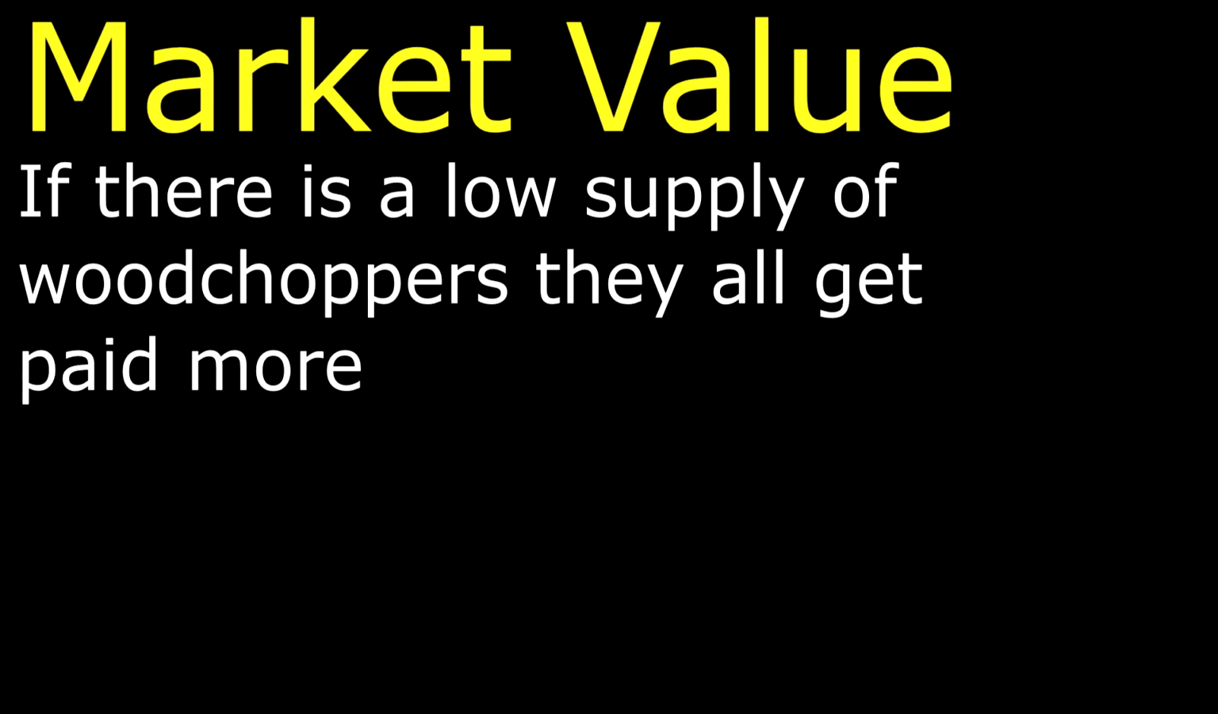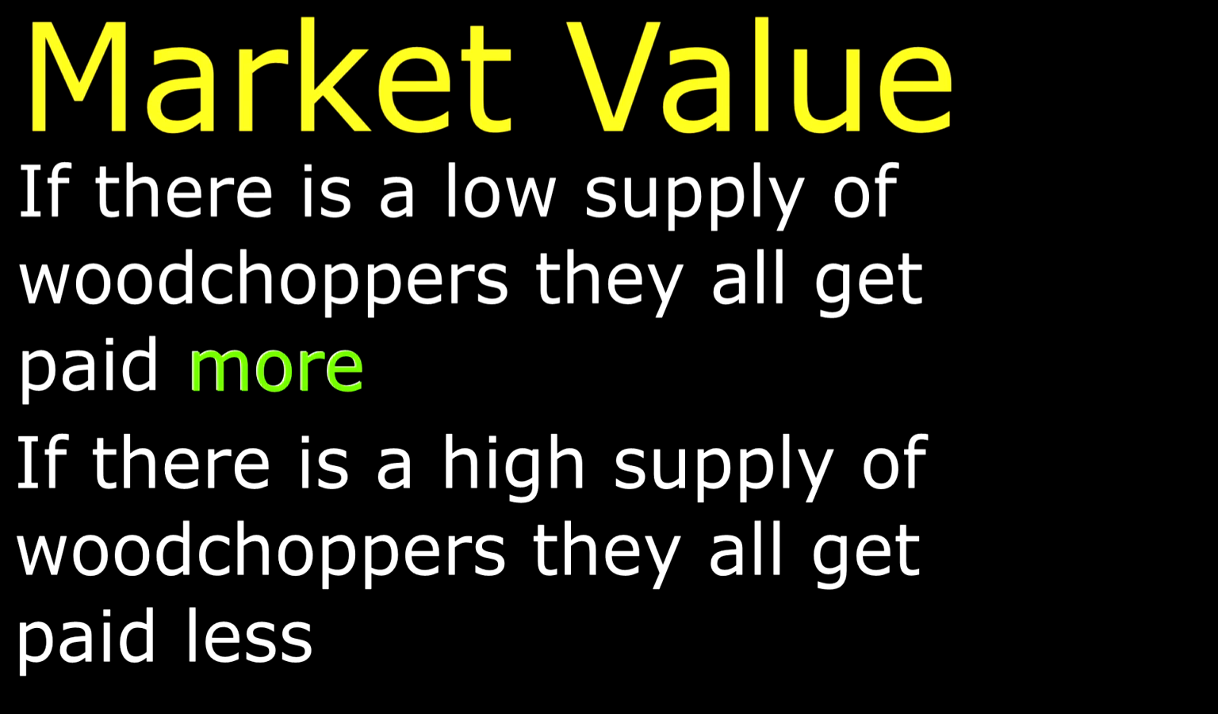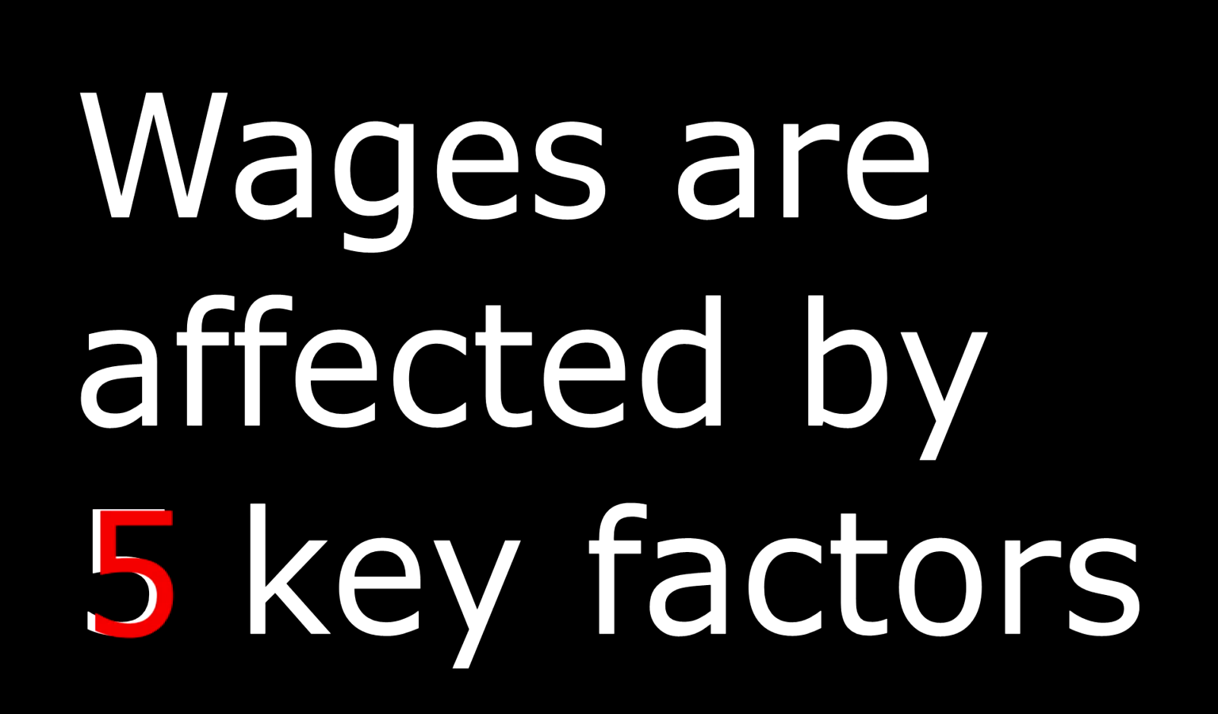Market value is also very simple. If there's a low supply of wood choppers, all of them will get paid more. However, if there is a high supply of wood choppers, they all get paid less. Now, that is how wages are determined, but how are they affected? Wages are affected by 5 key factors.